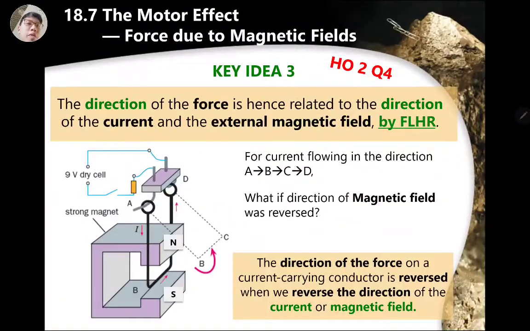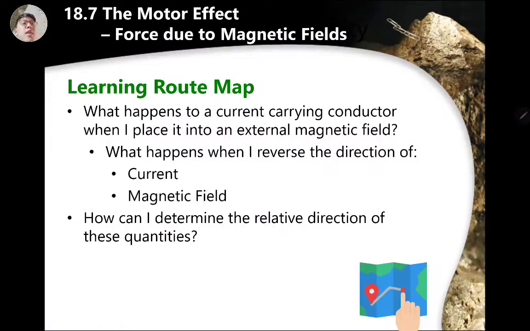And with that, we've come to the end of this lesson. What happens to the current carrying conductor when I place it into an external magnetic field? It will experience a force. What happens when you reverse the direction of the current or the magnetic field? If you reverse the current, the force will flip. If you reverse the magnetic field, the force also reverses. Of course, if you reverse both, then it will not reverse. Just use Fleming's left-hand rule. How can I determine the relative directions of these quantities? Fleming's left-hand rule.